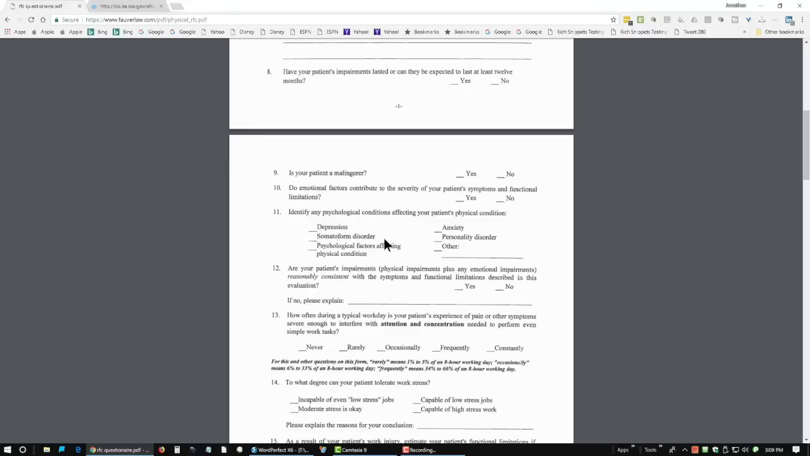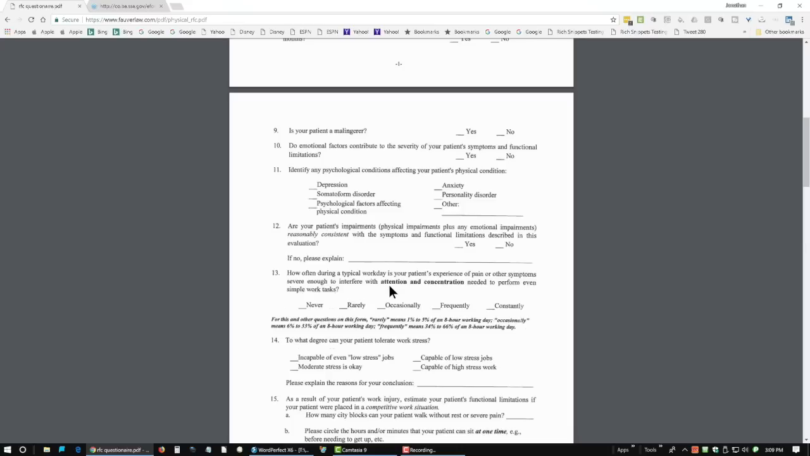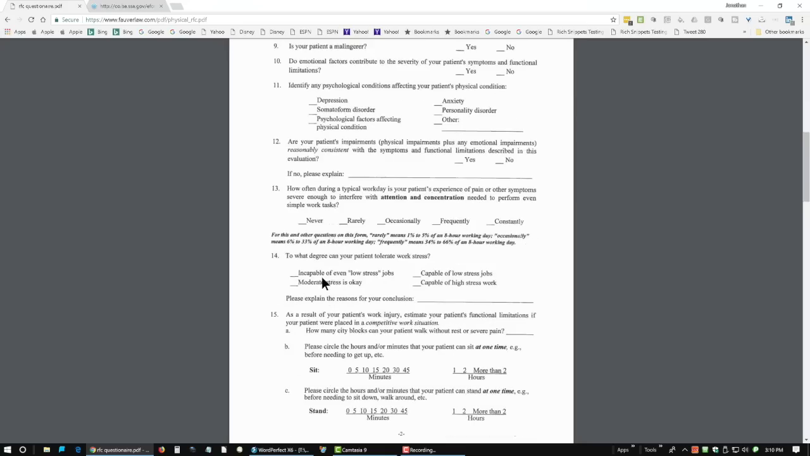This might be a question I would take out. This may not apply at all to my client's situation. Here this talks about attention and concentration. That's more of a mental type of thing, although it can be with pain. But here you have never, rarely, occasionally, constantly, frequently. But never is really important, because if you have a never, that person cannot maintain attention and concentration, that is a disabling impairment. Work stress, and again, these are pulled from a mental form, but again, some jobs or certain physical limitations are going to make it impossible to withstand the stress of any kind of job.